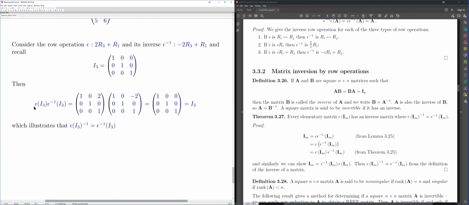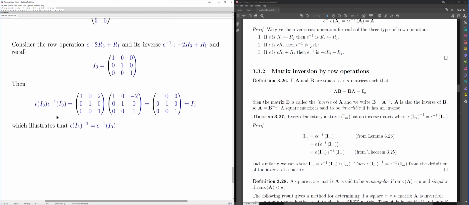So this is one matrix over here, epsilon I3, the first matrix here. And I have I3 and I apply epsilon inverse to it, so I get this second matrix over here. Now, when I multiply these matrices, and you can check this, you will get the identity matrix.